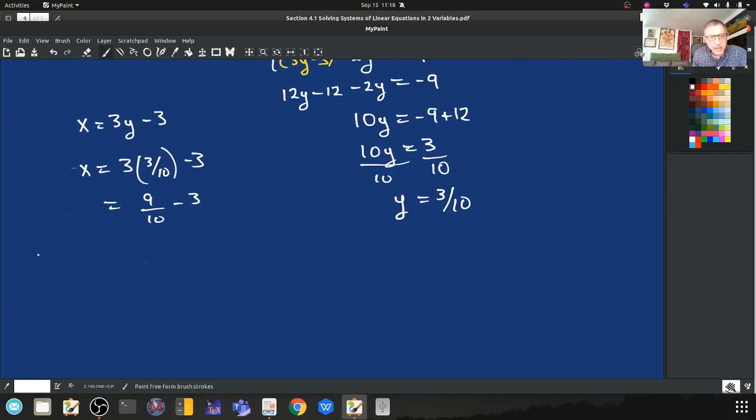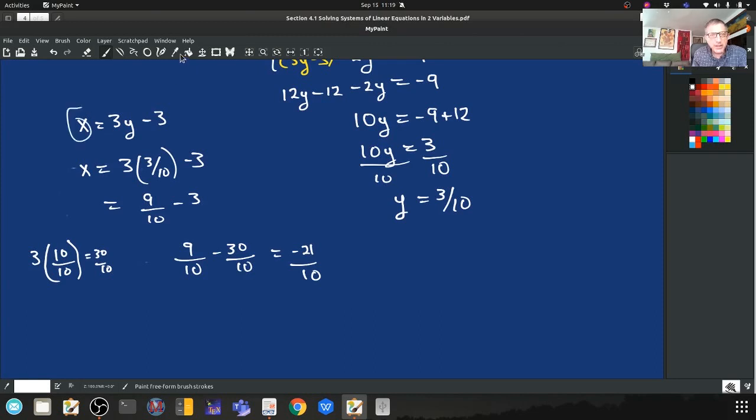So I've got to subtract those two, and the subtraction just calls for me to find what 3 is with denominator 10. So I multiply 3 times 1. 10 divided by 10 is 1. 3 times 1 is 3. So that's equal to 30/10. So that allows me to do 9/10 minus 30/10, and that's equal to minus 21/10. And what value is that?